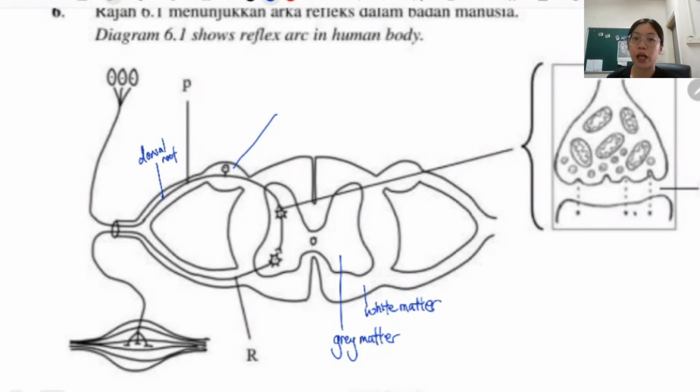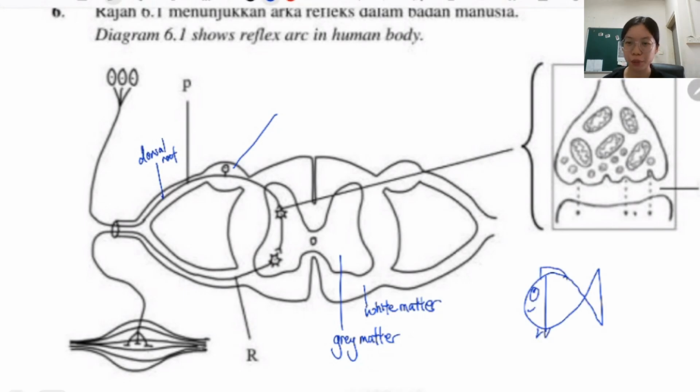Okay, a lot of students don't know how to see dorsal root, ventral root. Now let's see this fish right here. Alamak, my fish, what happened? He's actually learned in chapter 144 lah. So let's take a look at this fish right here.